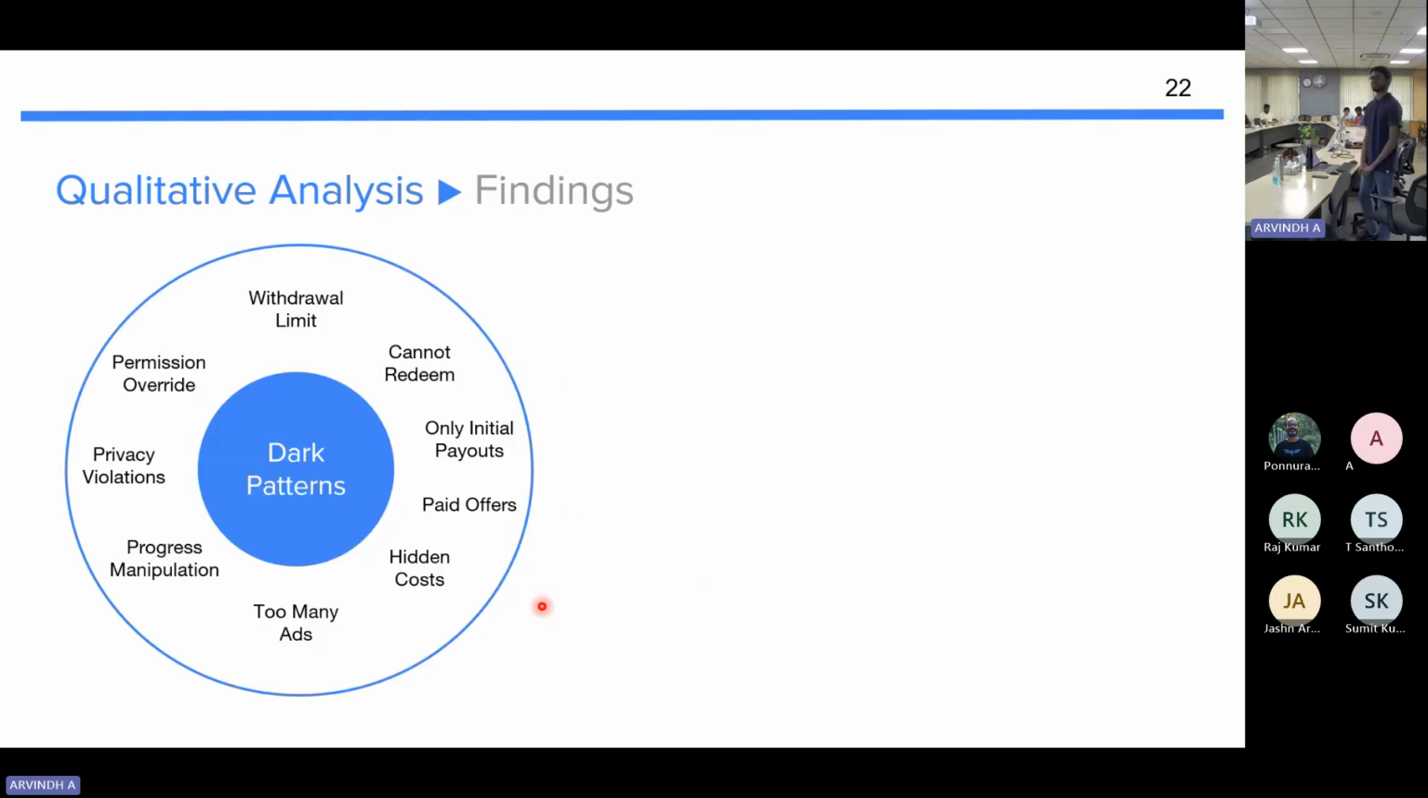So we observe 9 kinds of dark patterns, and I'll just go over a couple that are interesting. One is progress manipulation. Most of these apps do not explicitly give you monetary rewards. Instead, they give you in-app points. So if you download this app, I give you 10 points, and using these 10 points, you can convert it to like 10 rupees later on. At the initial stages, they keep paying you off as promised. But once you start accumulating more points, let's say over 100, they will reset your bar to zero without your consent. So there is progress manipulation.